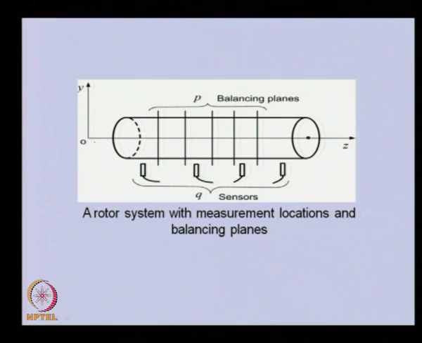And in this analysis we are showing one of the planes, that is the YZ plane, but on the same line we can extend this analysis to the other plane, that is the XZ plane.